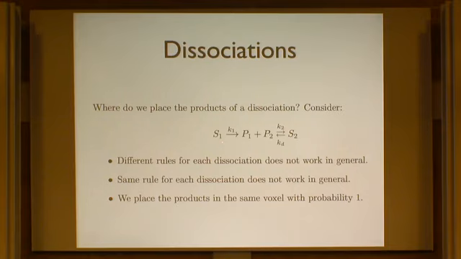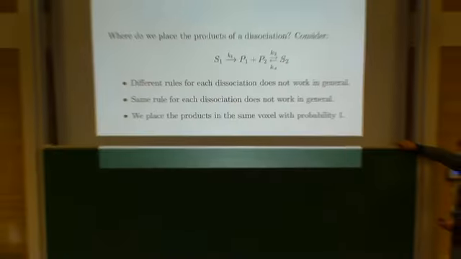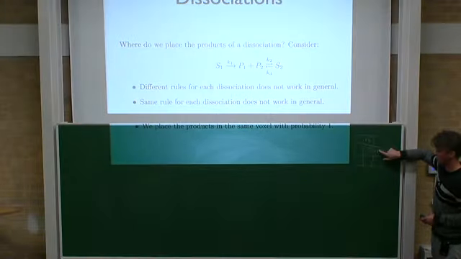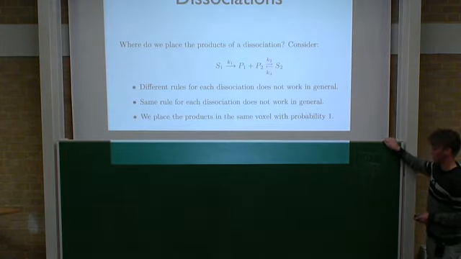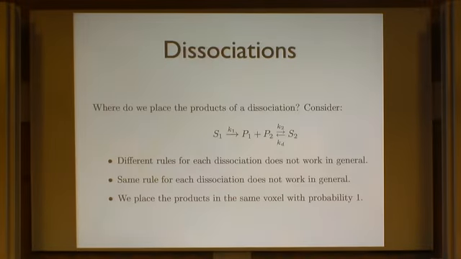So let's say that we have a system like this. S1 dissociates, so it's a unimolecular reaction, so it makes sense to place these in the same voxel. They can react to form S2, and then S2 dissociates, and where do we place these two when S2 dissociates? For a reversible reaction, it will make sense to place them according to these probabilities, right? That would probably give you the most accurate result for just a single reversible reaction.